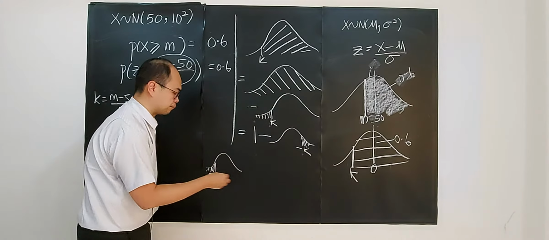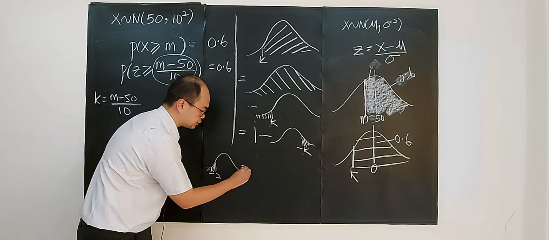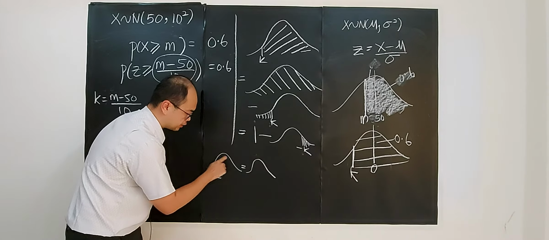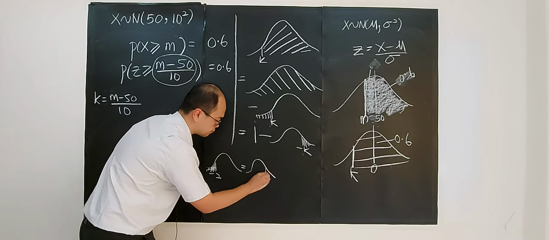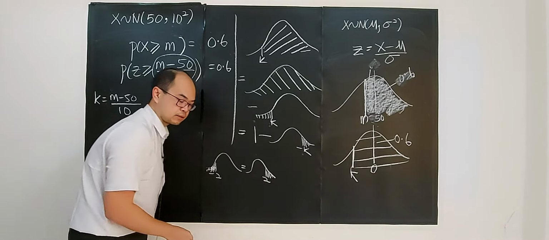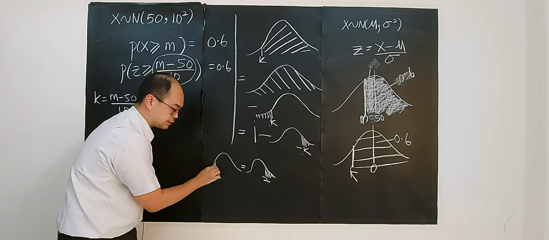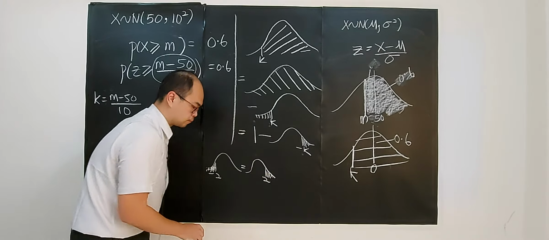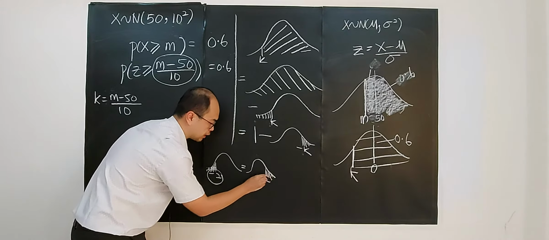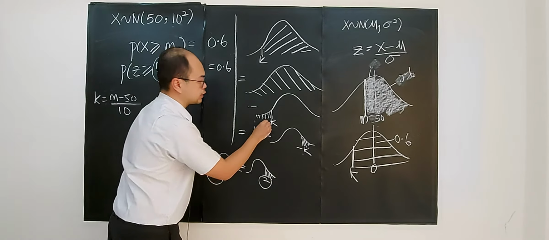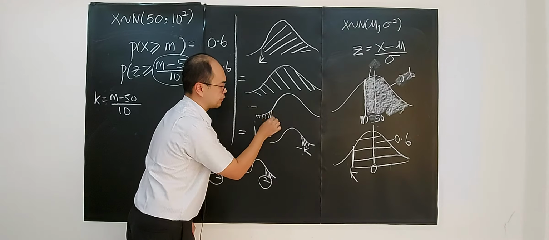Let me give an example, for example, negative 2. The area for this is the same as for 2, right? Less than negative 2 is the same as greater than 2. Can you see that the value changes from negative to positive? So you know that k is a negative value, on the left hand side, right?